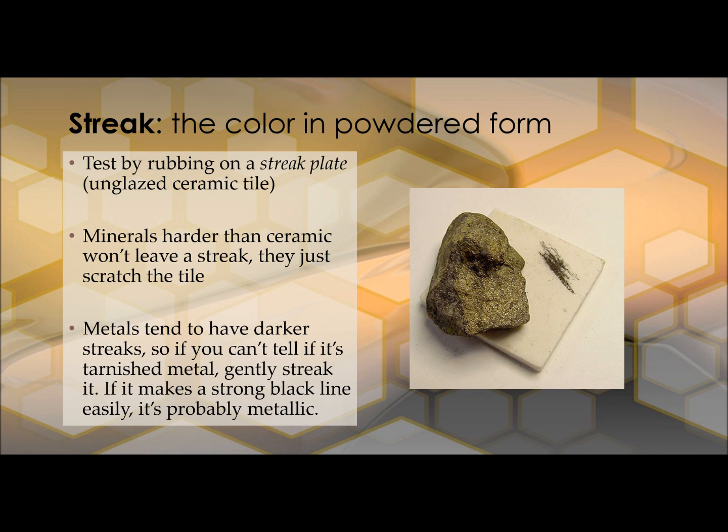Now we have streaking. This is a form of color that is important. It's the color of the powdered form of the mineral. You can see this rock has gently been rubbed against this unglazed ceramic tile, and it created this blackish powder, which is an indication, if it was rubbed lightly, that this must be a metallic mineral, even if you can't quite tell from the image.